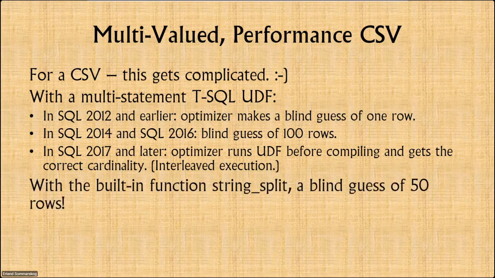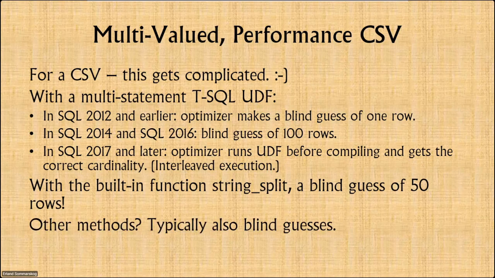Now, there's also this built-in function called STRING_SPLIT, which was added in SQL 2016. Here, the blind guess is always 50 rows, even in SQL 2019. And you can bet I've been nagging the team to make interleaved execution work here as well, because it doesn't really make sense otherwise. Then there are also other alternatives. For example, you can write a string splitter in the CLR. I think the blind guess in that case is 1,000 rows, but I might be wrong. But anyway, with all other methods you use, XML, etc., you will get a blind guess.